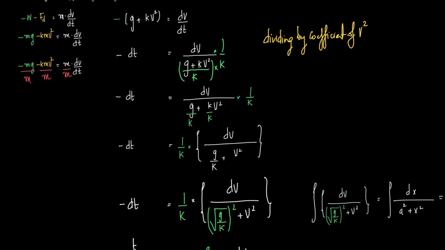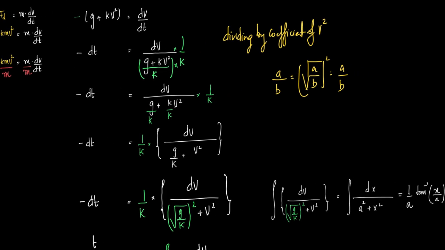What does it mean? Well, it basically means like this. We have a by b can be written as root of a by b the whole square. Why? Because root a the whole square is a, root b the whole square is b. Same logic. And then we have v square. Now if you see, this equation is of the form integral dx by x square plus a square, which is actually 1 by a tan inverse x by a. Now what is a here? a is root of g by k.